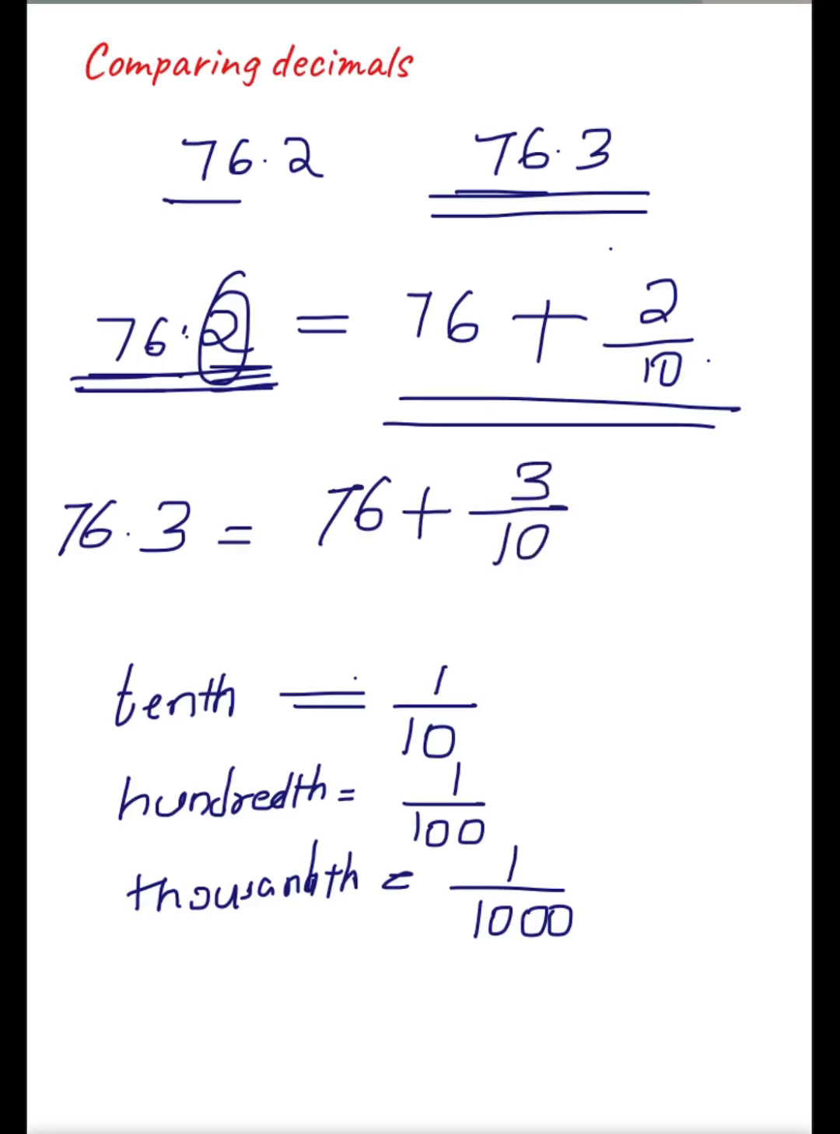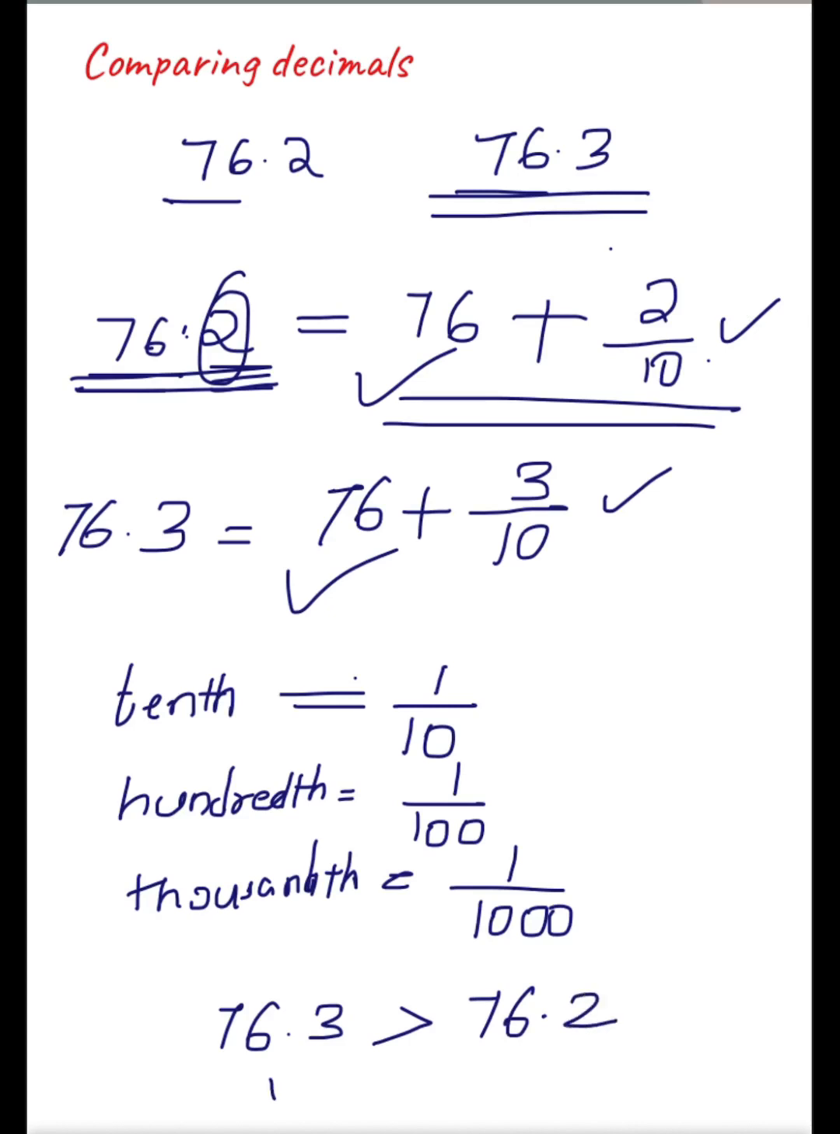Okay, so the whole number part is the same, 76. But what about the 10th part? Here it is 2 by 10 and here it is 3 by 10. So which is greatest? 3 by 10 is greatest. So which number will be the greatest? 76.3 will be greater than 76.2, or 76.3 will be the greatest number among these.